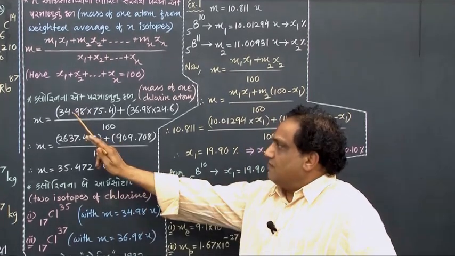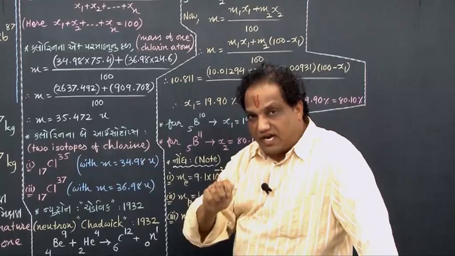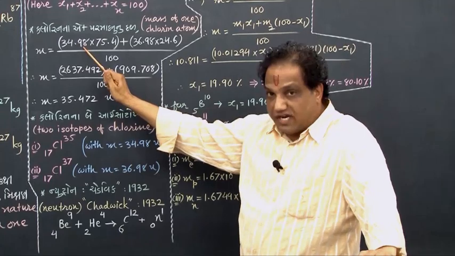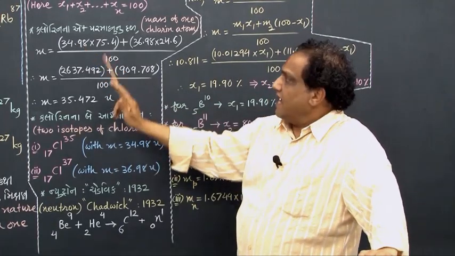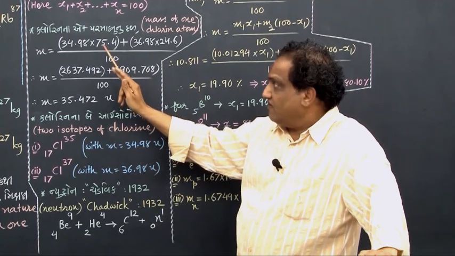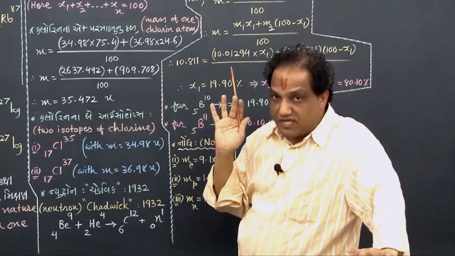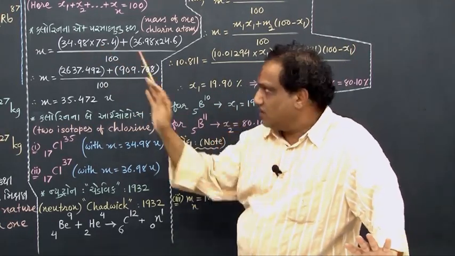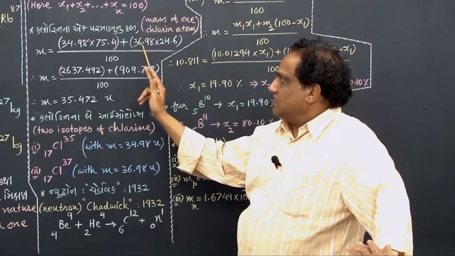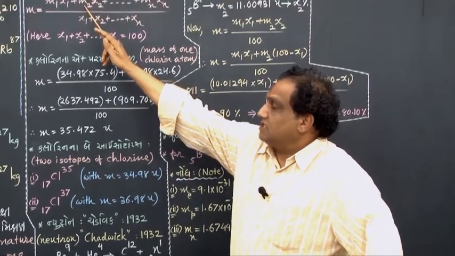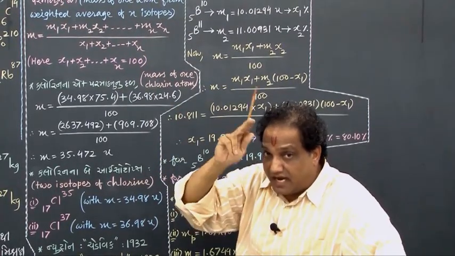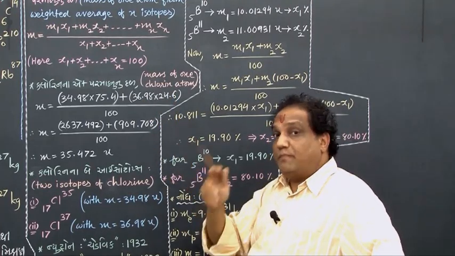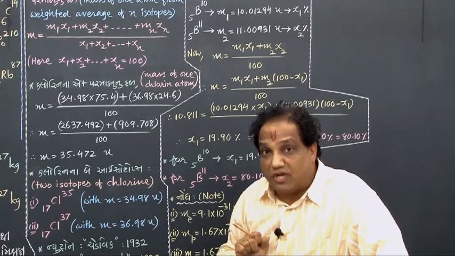What is M1? Mass of each atom in the first isotope. It is found to be 34.98 atomic mass unit. And its proportion is found to be 75.4 percentage. Don't remember these values. Whenever required, they will give you in the numerical example. Don't try to remember. What is this 36.98? It is M2, the mass of each atom in the second isotope in atomic mass unit. And what is this 24.6? The proportion of the second isotope in a given mixture.